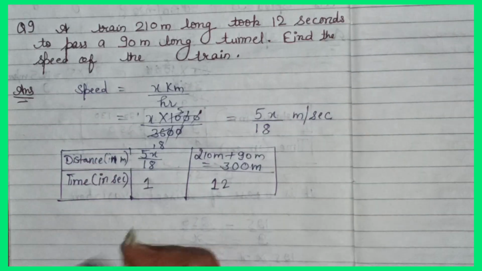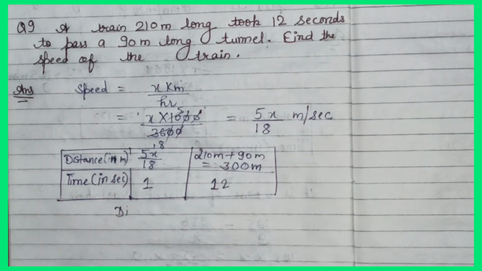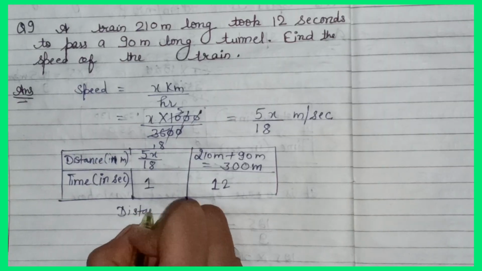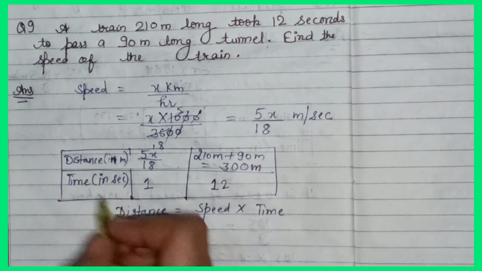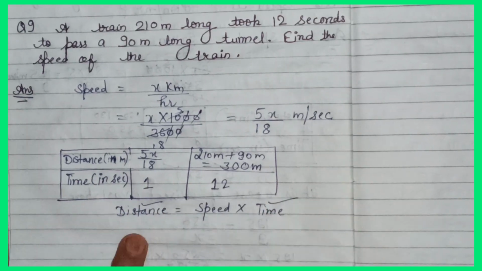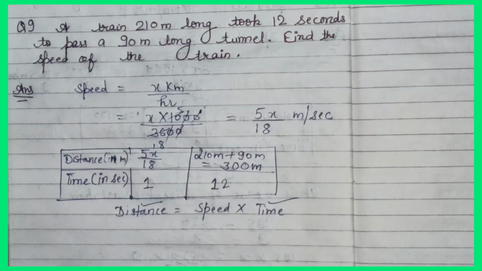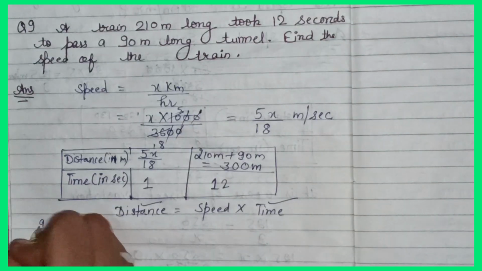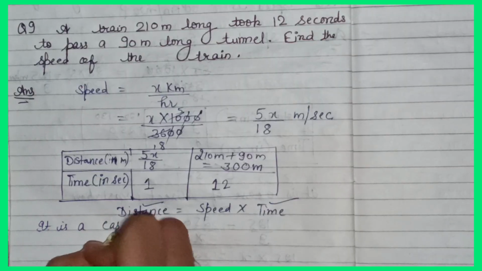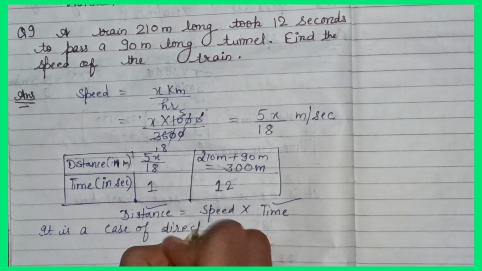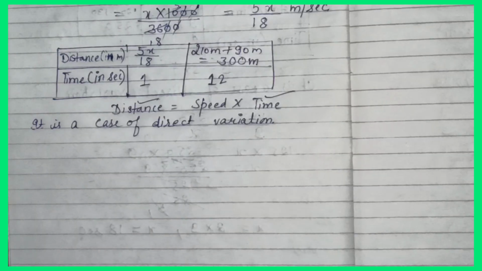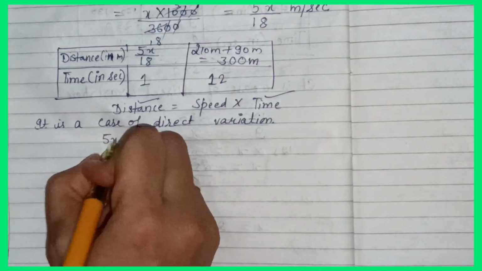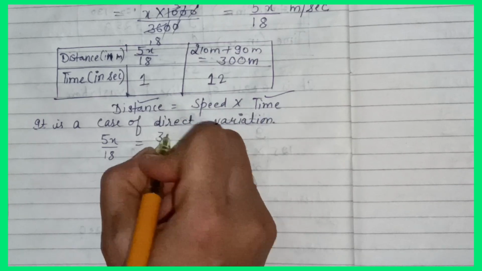In this question we know that distance is equal to speed multiplied by time. We have given distance and time, one on the LHS and the other on the RHS, so it is a case of direct variation. Now by applying the formula of direct variation, which is a upon b is equal to k constant, this is 5x upon 18 which is equal to this 300 upon 12.